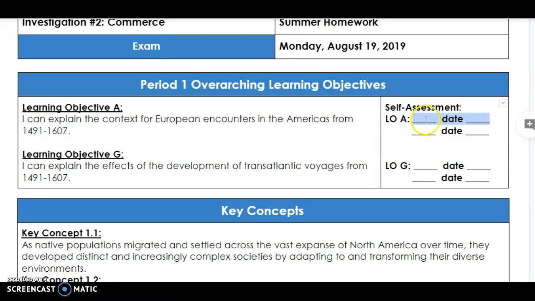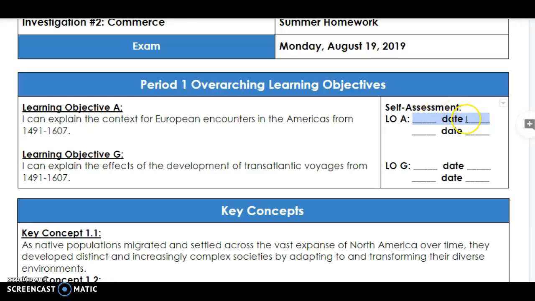0 being you have no idea about any of this. You have no knowledge at all. 5 being you know it so well you could write an essay off the top of your head and you think it'd be a pretty nice essay. So just self-assess where your knowledge is at this point. It's perfectly acceptable to have a 0 on that line. There's no problem with that at all. This is before you've done any work for my class or any reading.